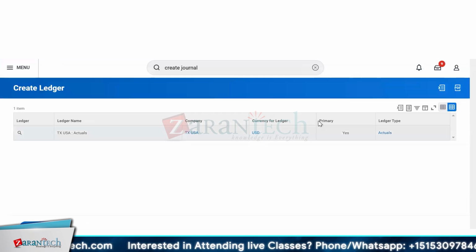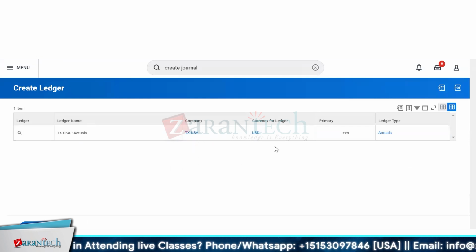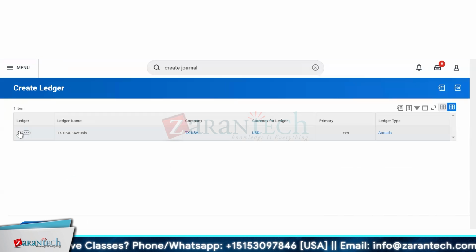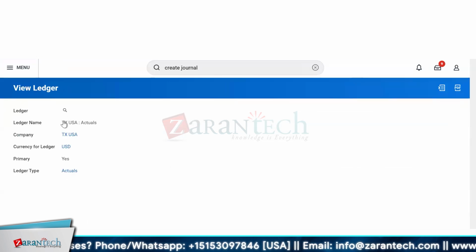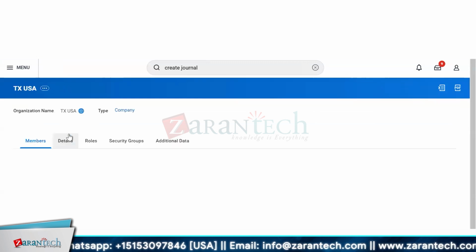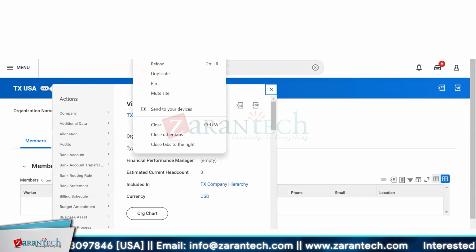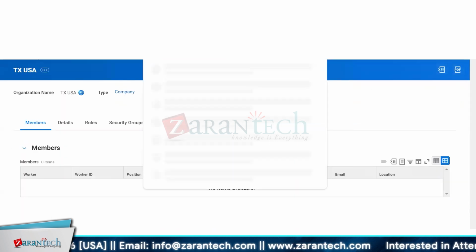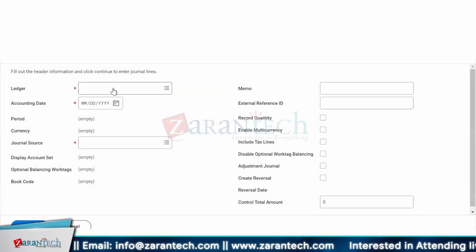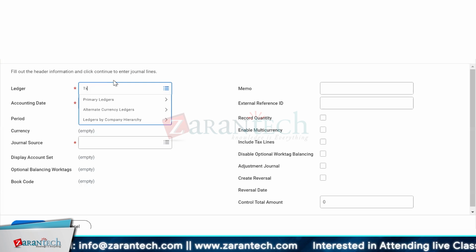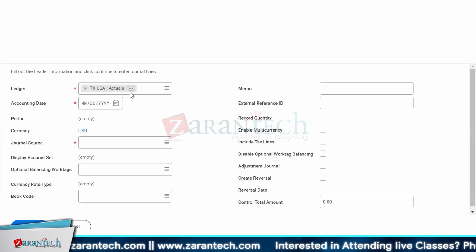Here you can see that my primary ledger is yes, meaning that it is created. So for my company, my currency and my ledger have been attached now. If I click over here, the same information is coming. So my ledger is done. I will go back, or open up another window, and here I will create journal. Now I can check my ledger. It is coming, meaning that it is defined now.